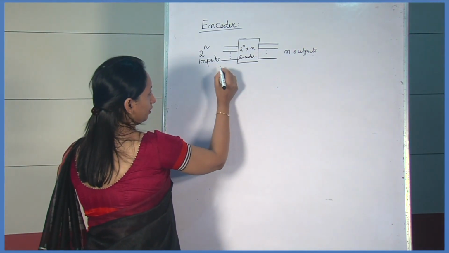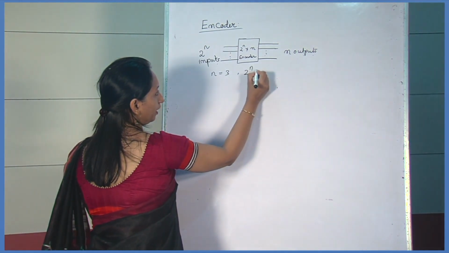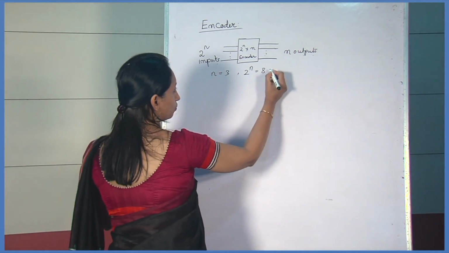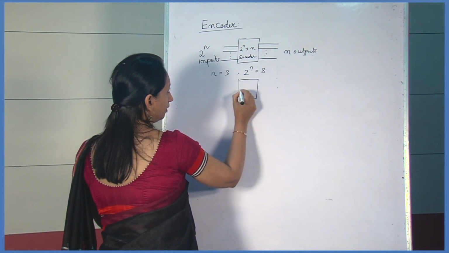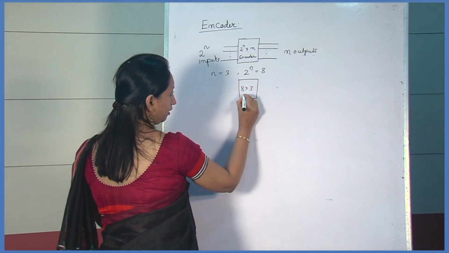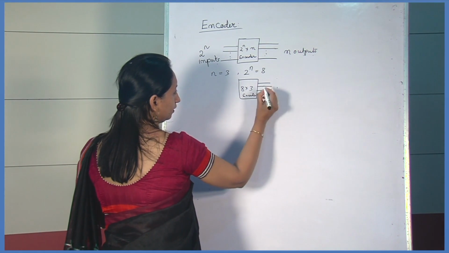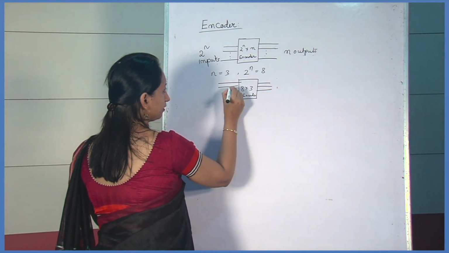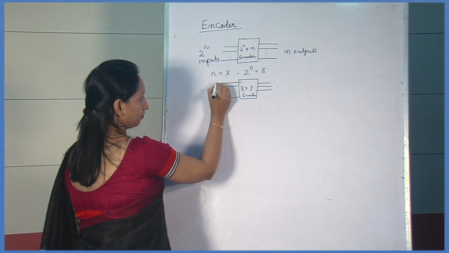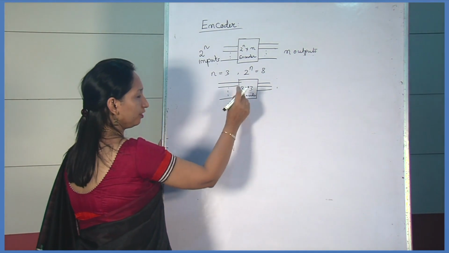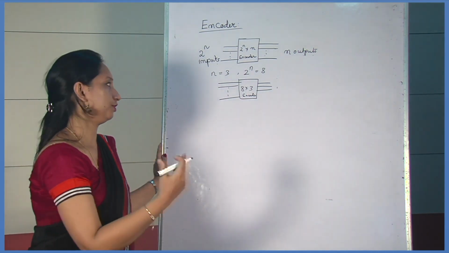And here, if n is equal to 3, then 2 to the power n is 8. So this encoder will be an 8 into 3 encoder, with three output lines and 8 input lines. So an encoder is generally used to encode the inputs, to encode the information.